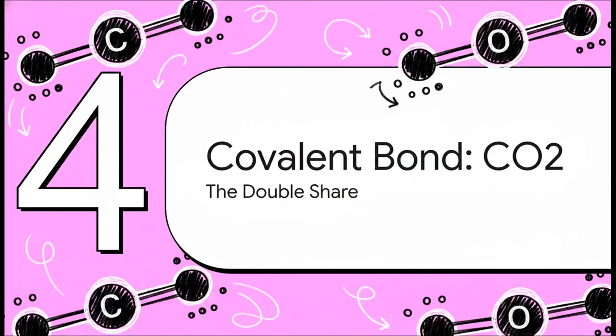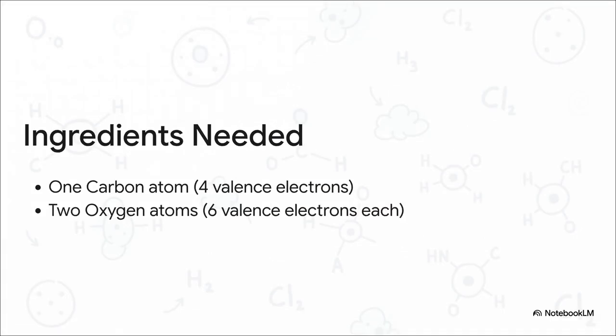Section 4. Covalent bond. Carbon dioxide, the double share. Okay, time to elevate our sharing technique to the next level with a slightly more complex recipe. Let's check our prep station. To build carbon dioxide, we need one central carbon atom, which brings 4 valence electrons to the table. We also need 2 oxygen atoms. Each oxygen brings 6 valence electrons, meaning they each have 2 unpaired electrons just desperately waiting to form a bond.